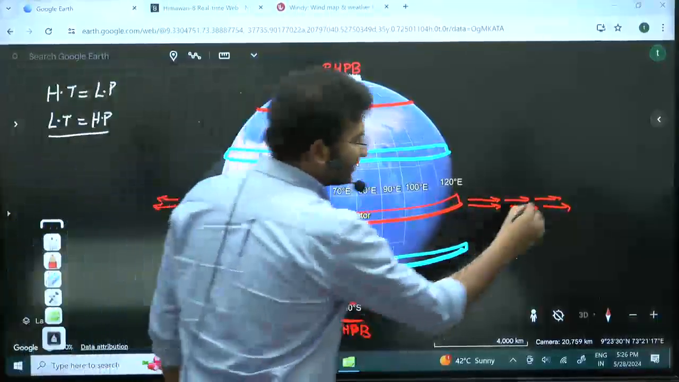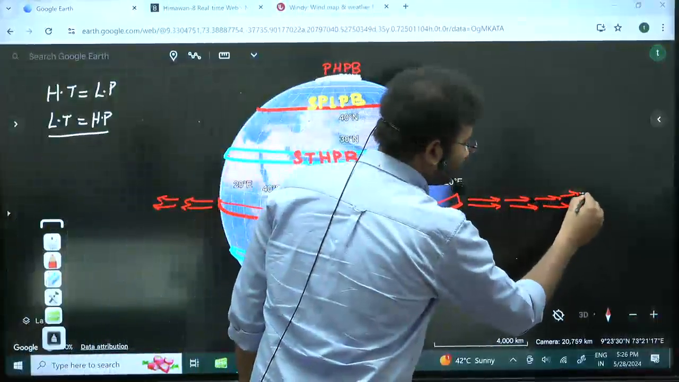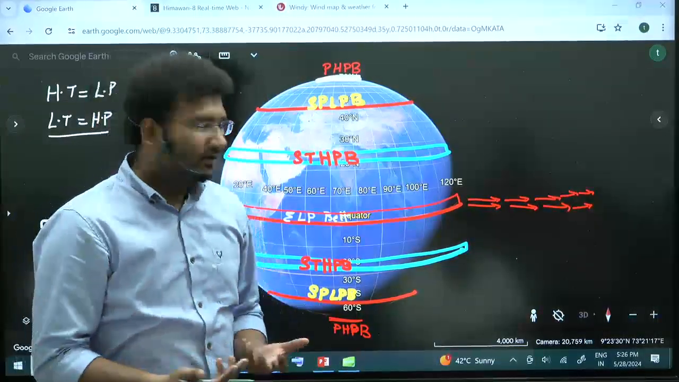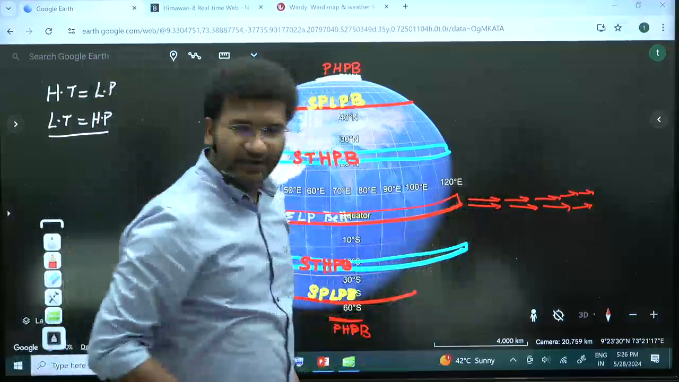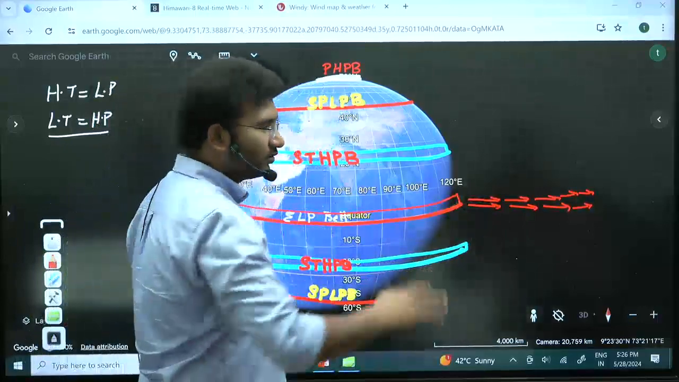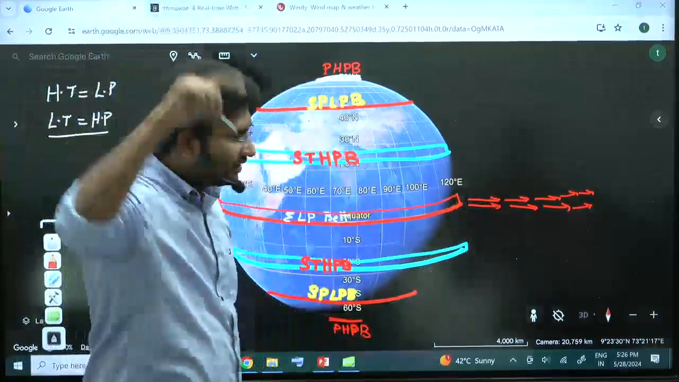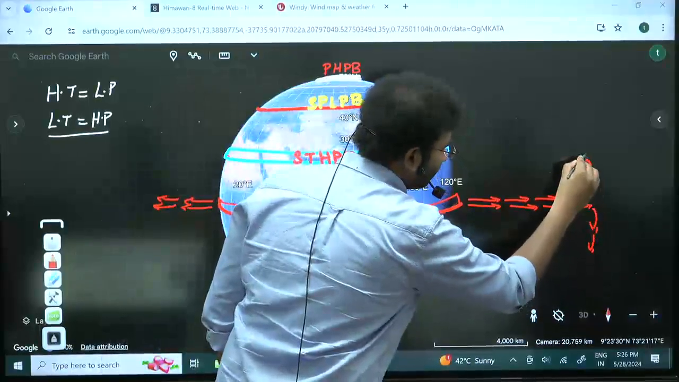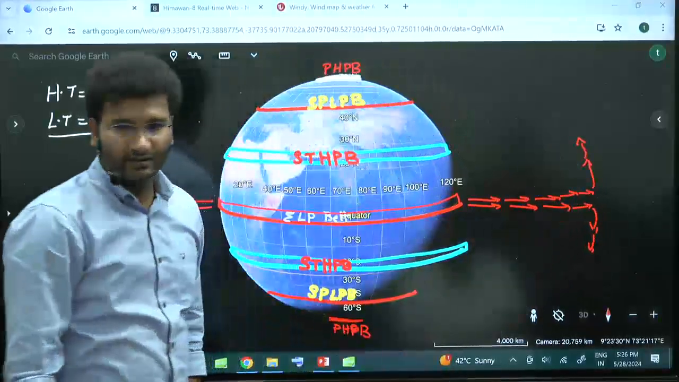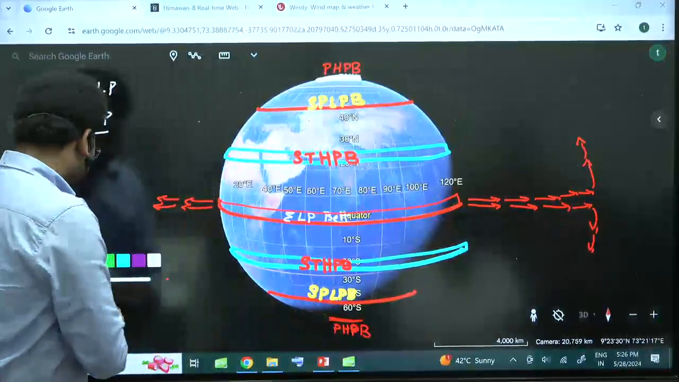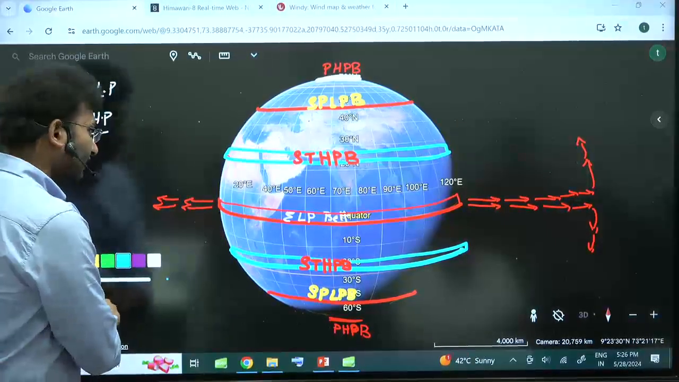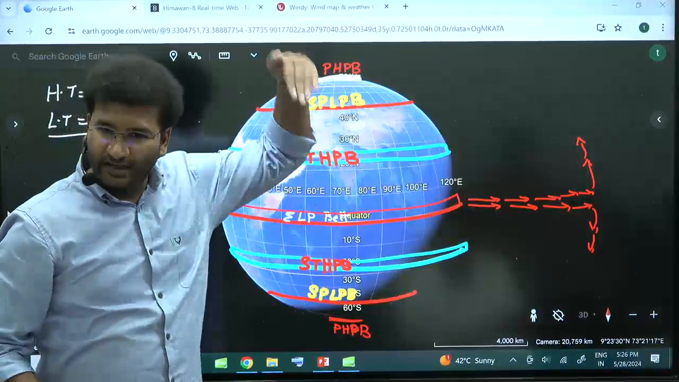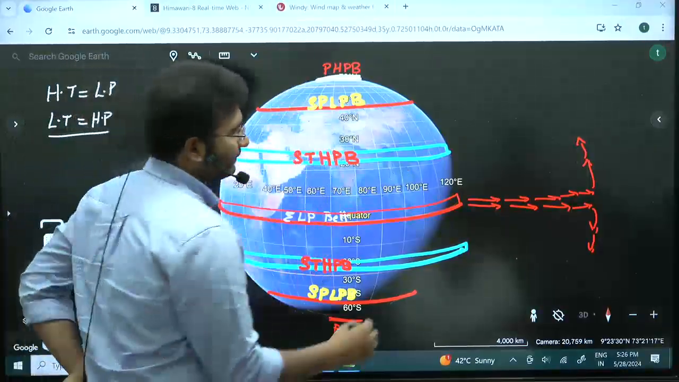Now those winds which have risen, they'll reach the height of what? The height of the tropopause. 13 kilometers, at the equator it is 18 kilometers. So they go up to the top layer of the troposphere, and then it diverges. Clear? What kind of pressure do you have in the high pressure belt? In the high pressure belt, the air always sinks.